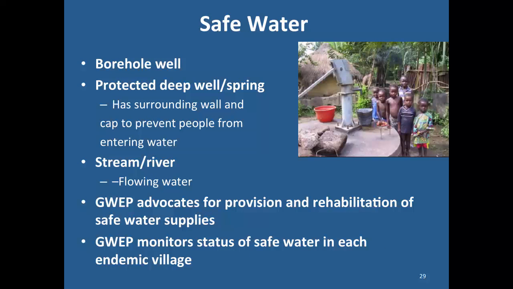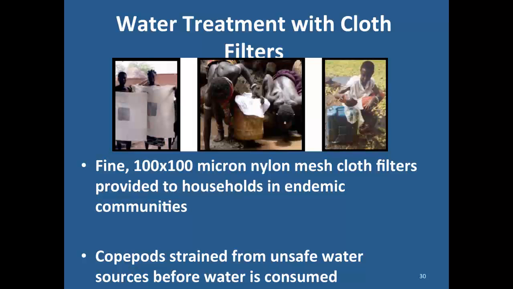And how they do that is primarily through borehole wells. This is in Africa, and actually all the countries that still have this disease are now in Africa. And so they just provide them with safe drinking water through wells. For rivers and streams, make sure that they're flowing water, because the parasite tends to hang out in stagnant water, so make sure they're only drinking from rivers and streams that are flowing. And then advocate for safe water supplies in any village that is endemic.